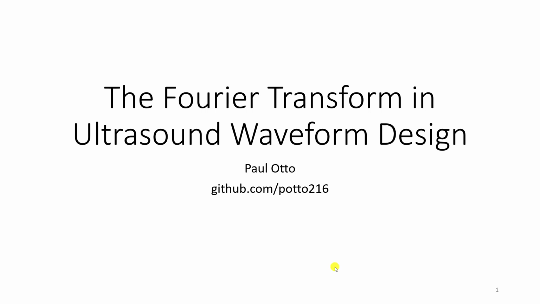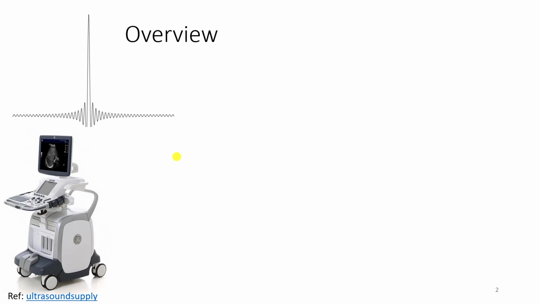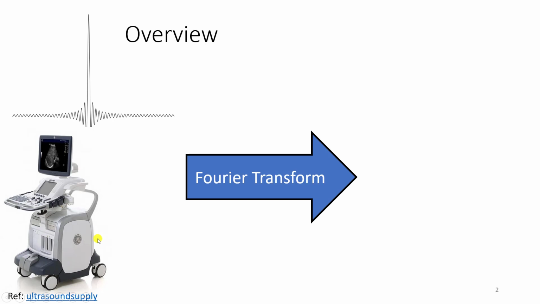And in ultrasound, the Fourier transform is used in a variety of applications, but I'm going to highlight one: waveform design. For this talk, I'm going to show how this narrow time domain ultrasound pulse, which is traditionally generated by a large, high-powered device, can use the Fourier transform to generate a low amplitude waveform created by a small device.